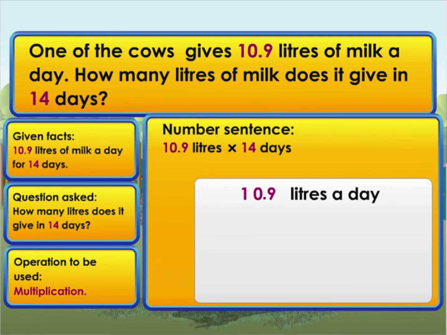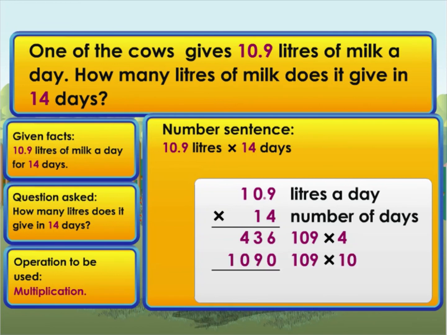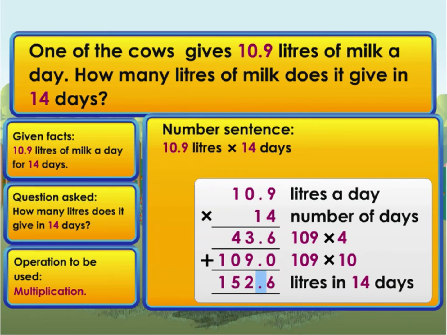Solve the problem. Ignore the decimal point and just multiply like any whole number. The multiplier 14 is also to be multiplied with 10 and 4. So first we multiply by 4 and then by 10 and we get 1,526. Now we look back at the number sentence. There is only 1 decimal place. So we put 1 decimal place in the answer. So the cow can give 152.6 liters of milk in 14 days.